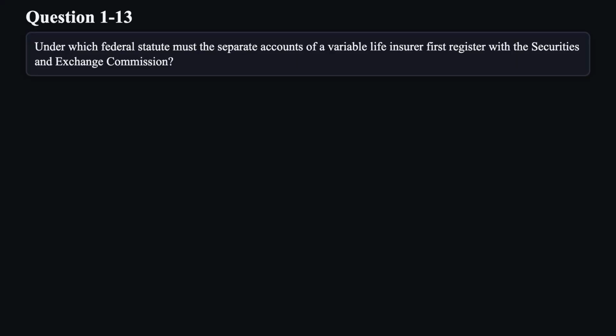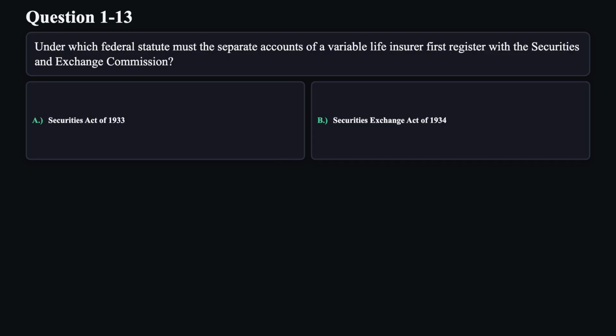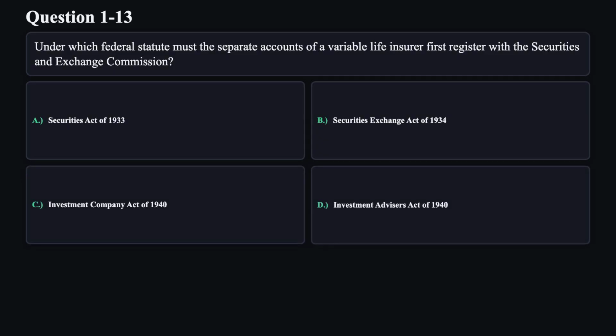Question 13. Under which federal statute must the separate accounts of a variable life insurer first register with the Securities and Exchange Commission? A. Securities Act of 1933. B. Securities Exchange Act of 1934. C. Investment Company Act of 1940. D. Investment Advisors Act of 1940.